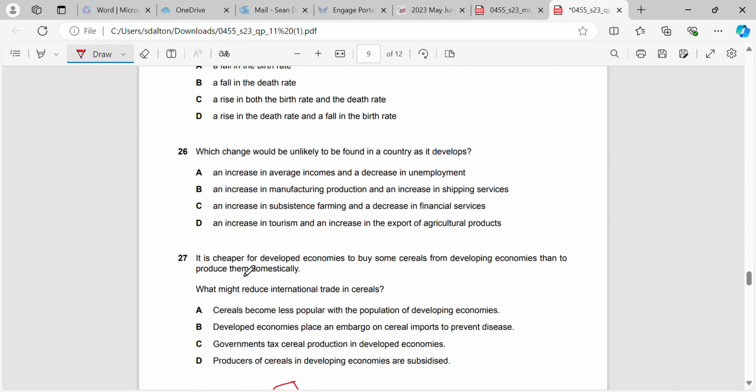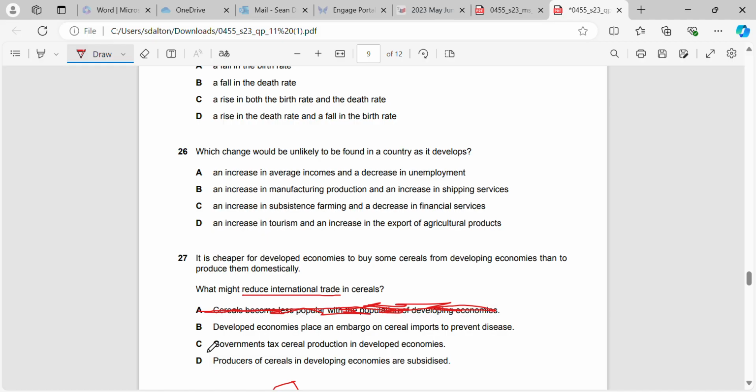Okay, question 27. It's cheaper for developed economies to buy some cereals from developing economies than to produce them domestically. What might reduce international trade in cereals? Okay, so what's going to reduce the amount of cereals that are being traded? Cereals become less popular with the population of developing economies. Okay, that's not going to affect it, because that will not affect trade. That will affect the developing economies themselves, right?